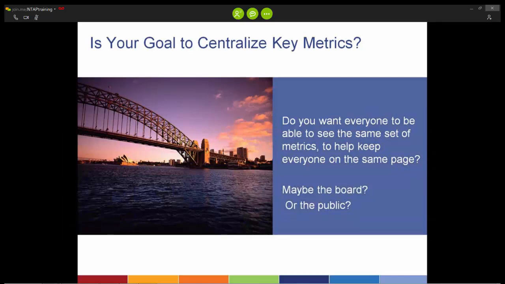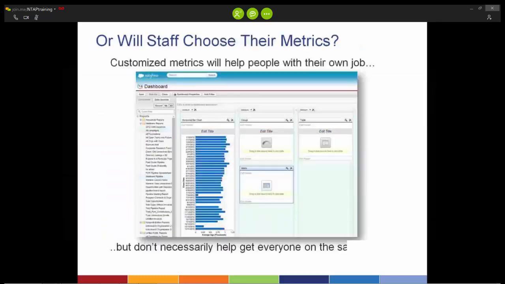And to think through your overall goals. Organizations can have some fundamentally different goals. One might be to help everybody see a centralized set of metrics, to help everybody be on the same page as to how the organization is doing, what's going on, et cetera. Or you could have almost the opposite goal, which is that each staff member should be able to customize their own dashboard to manage operationally what they need in order to do their day-to-day job.